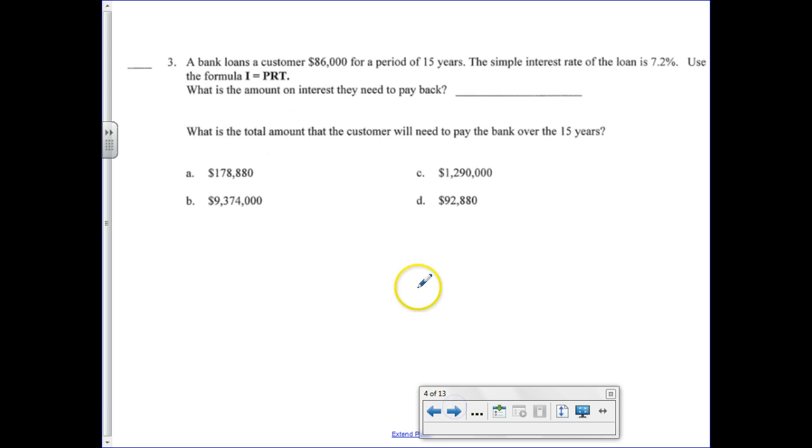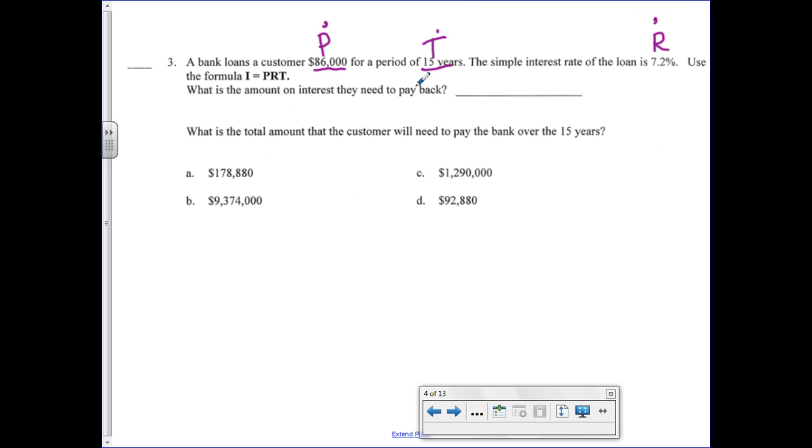All right, next problem, number 3. This is the bank one. Read through it. You have this as your principal. It's a period of 15 years. That's the time. This is the interest rate. And so this is a simple interest problem where the formula is right there. So straight out multiply principal times the rate times the time.